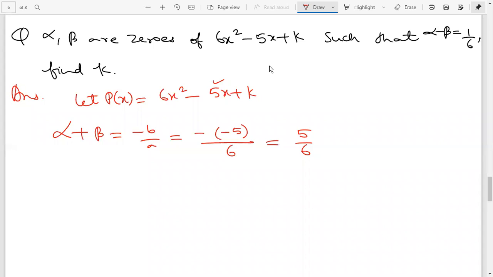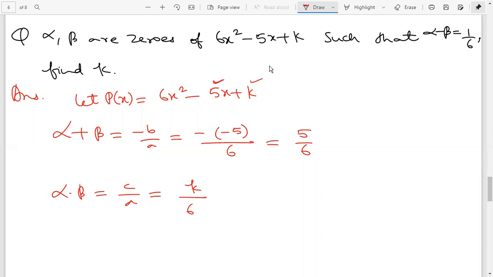Okay. And one more thing, alpha into beta will be equal to c by a, because alpha plus beta is minus b by a, we know. So if we compare with the standard equation, b will be minus 5. So minus of minus 5 by 6, that is 5 by 6. Alpha into beta is c by a, so c will be k and a is 6.